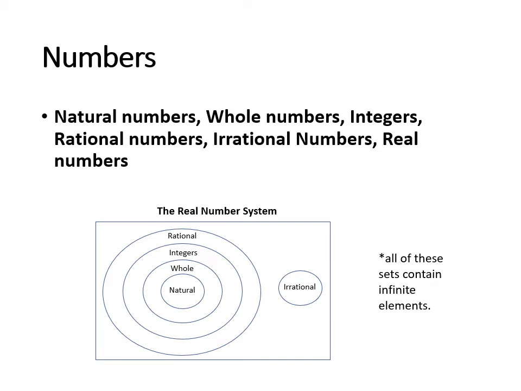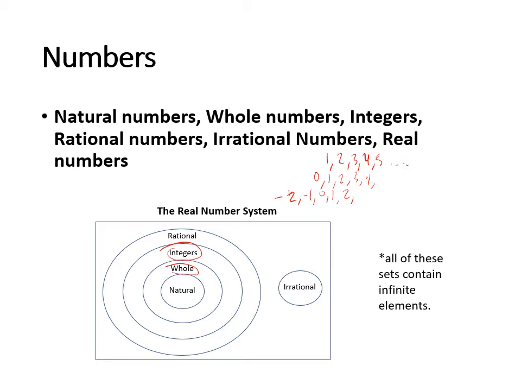Natural numbers are just 1, 2, 3, 4, 5, etc. Then when we include the number 0, which wasn't always a natural thing for us to know, we have the whole numbers. And when we introduce negative integers, adding in negative 2, negative 1, 0, 1, 2, that's the integers.